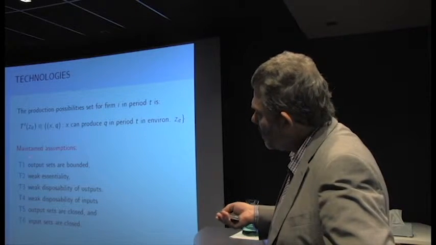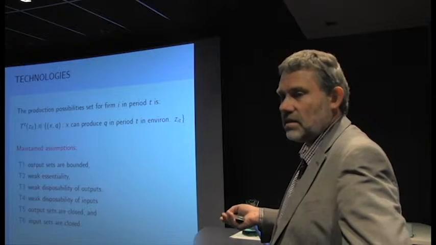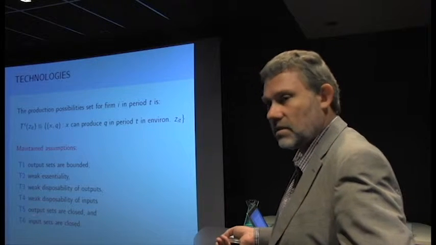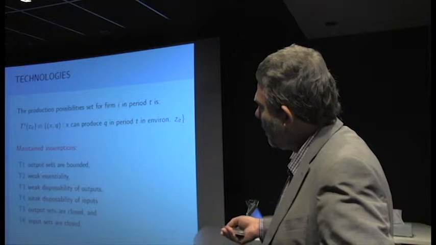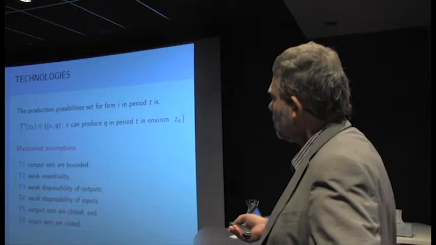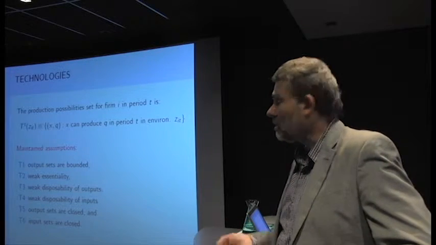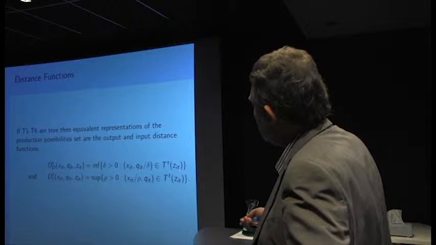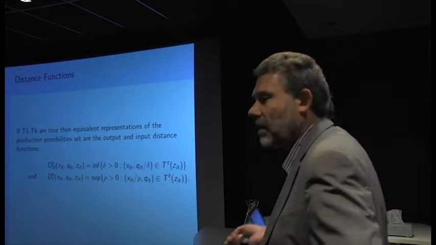The reason I maintain these assumptions is because if these assumptions are true, and I haven't come across anybody yet who thinks they're in any sense unreasonable, then I don't have to work with sets anymore, I can start working with functions. If these assumptions are true, functions exist. And one of the functions that's of interest to us is this thing called an output distance function. And don't worry about the maths. This is just an economist's way of making themselves seem important, to make things look as complicated as they are.